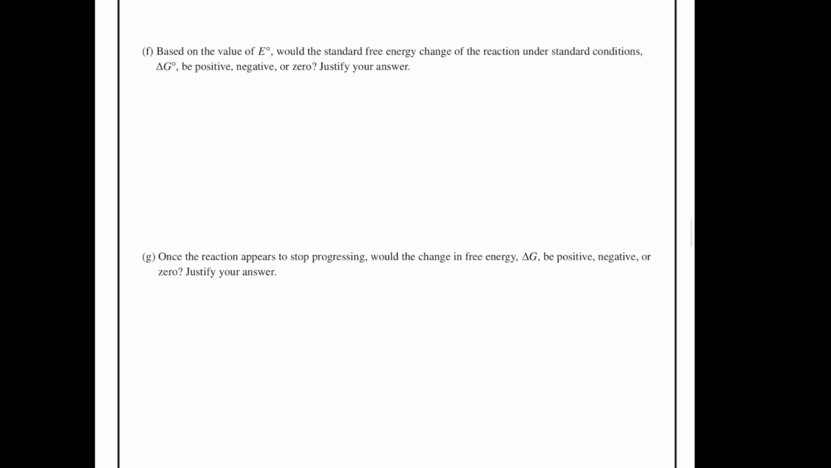So now for part F, it asks, would the standard free energy change be positive, negative, or zero? Well, when it comes to this point, we need to think of this equation over here. So this is what you should be thinking of. And then we know that N and F are both always going to be positive. So our value of G is going to depend on our value of E. So really, if you look at it, it's negative E. So our value of G is always going to be the sign opposite of E.